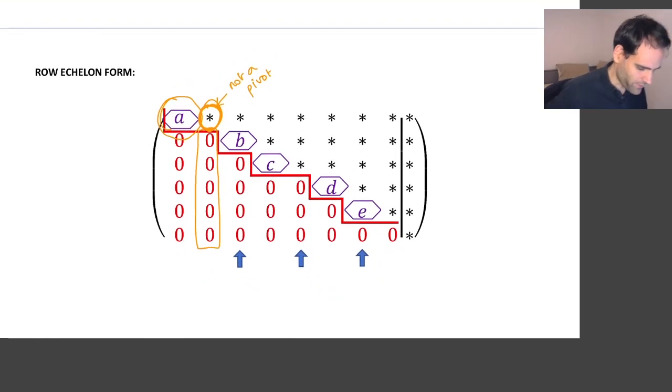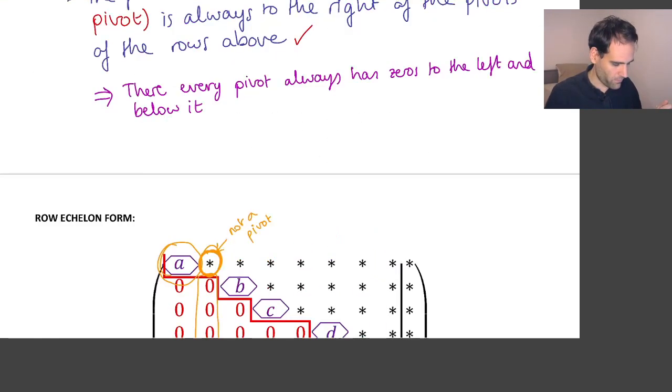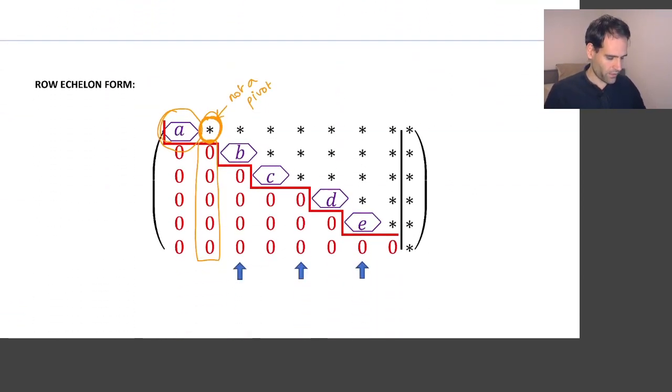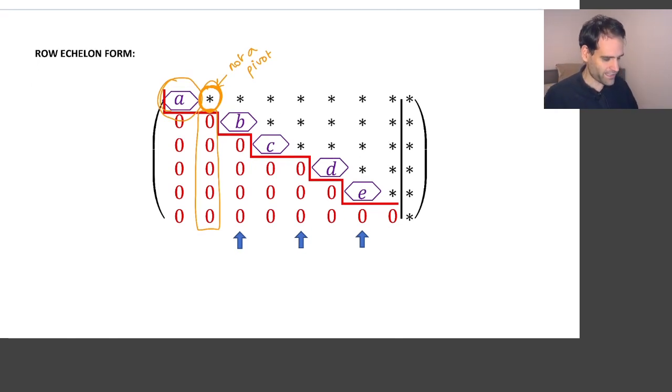Okay. So this matrix is in row echelon form because it fulfills these two conditions. And therefore it has this special look in which all these zeros are bunched up in the lower left corner. So next, let's talk about columns that have a pivot and columns that don't have a pivot and the properties of these columns.